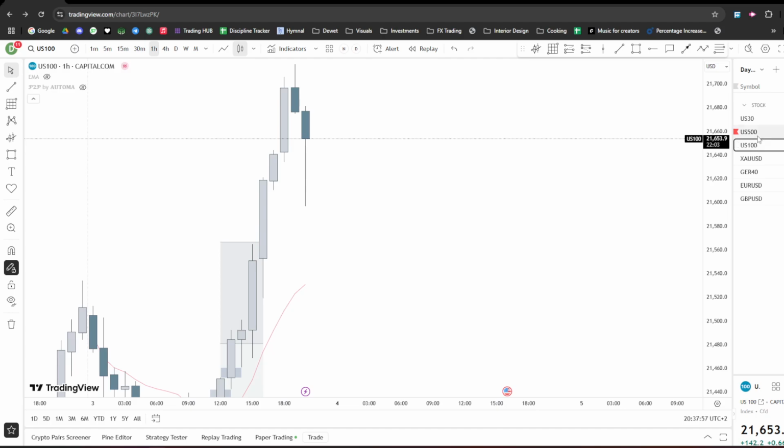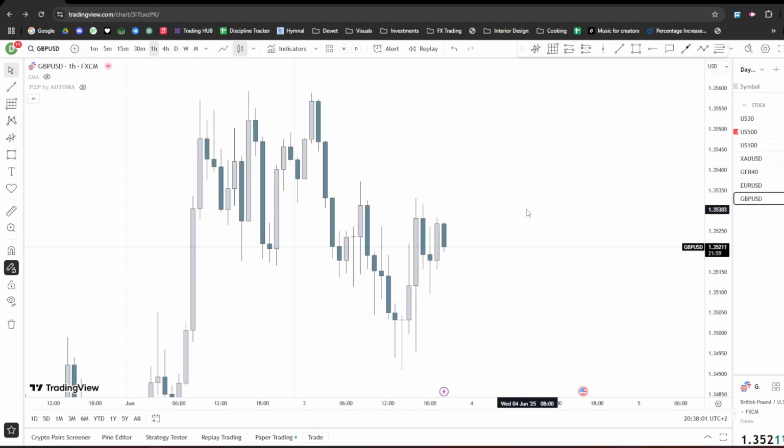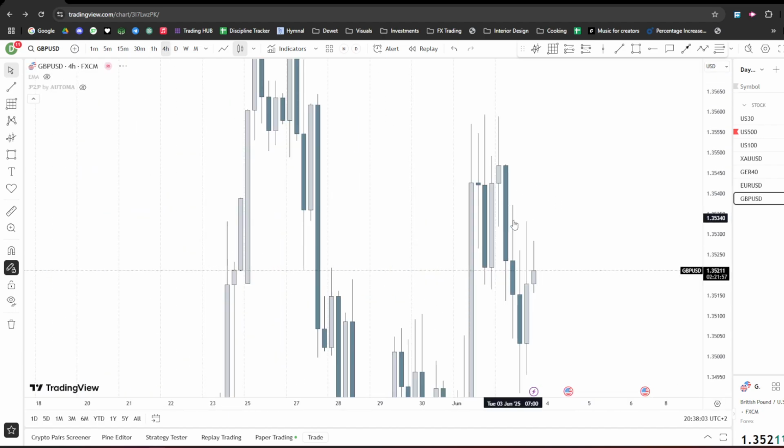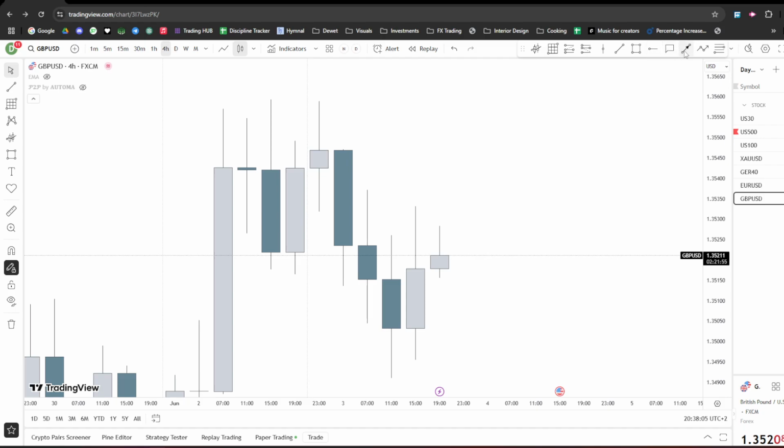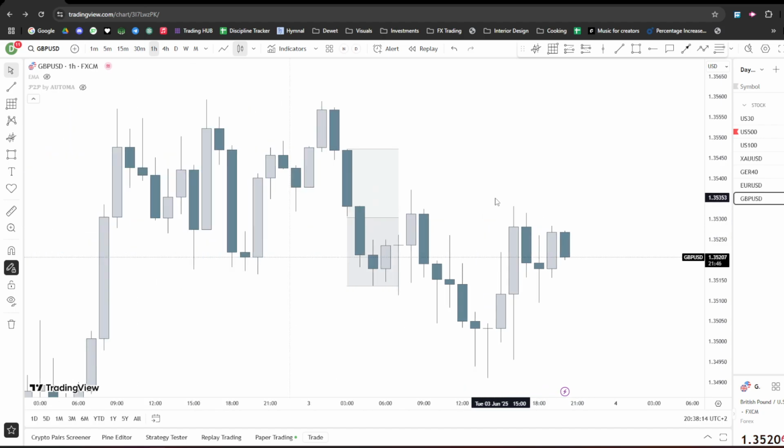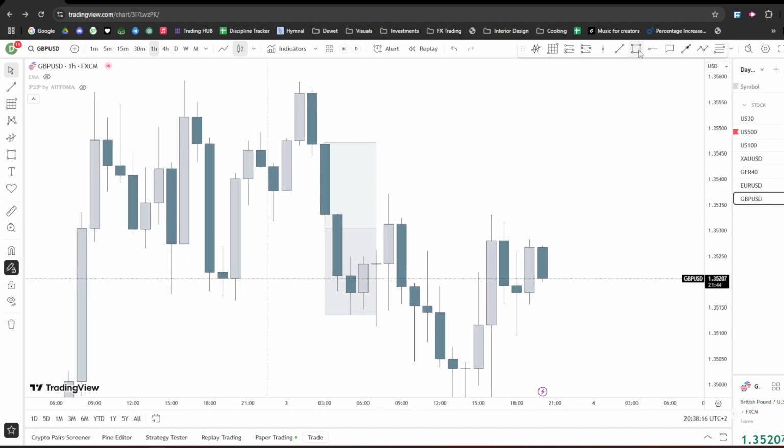Let's look at pound dollar. If we look at the 4 hour today, we had this really nice full body candle, and if we go on the 1 hour, we can see we had two fair value gaps. We had this one and we had this one. Which is the preferred one? Well, ideally the one that's in a premium because we're moving lower. So we have this fair value gap.